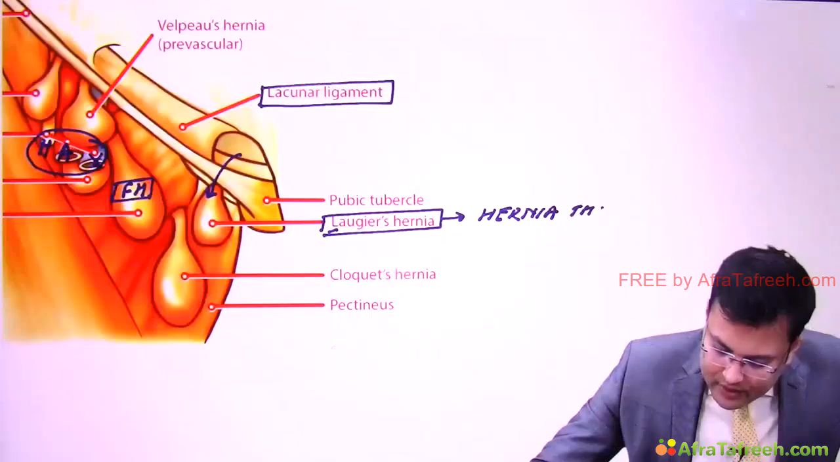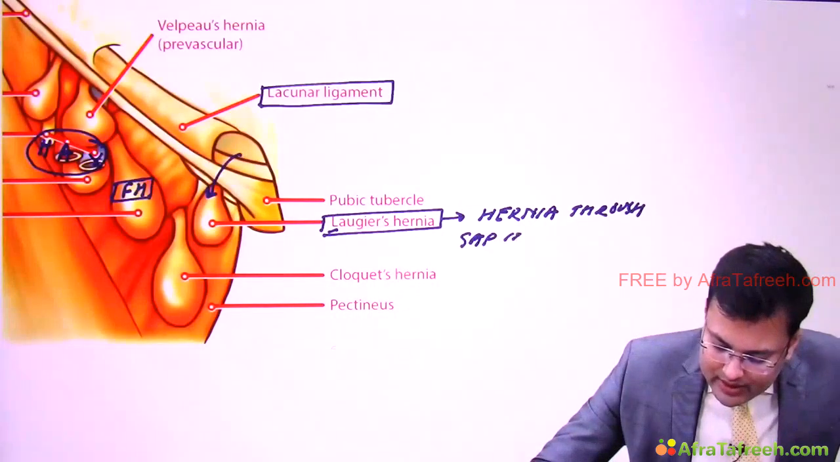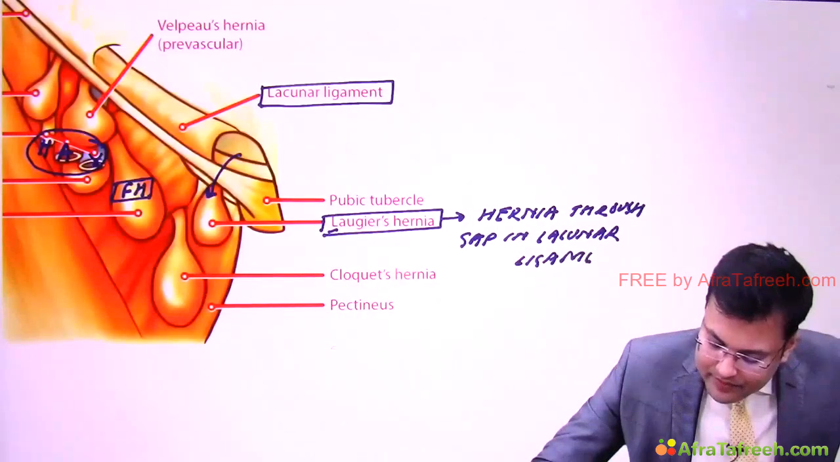So what is this Logier's hernia? It is hernia through gap in lacunar ligament.